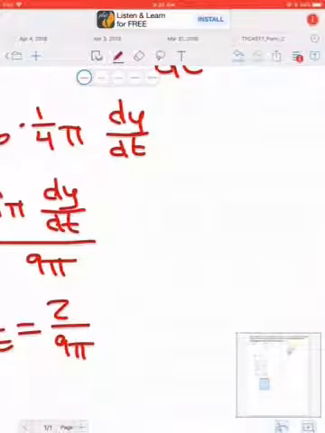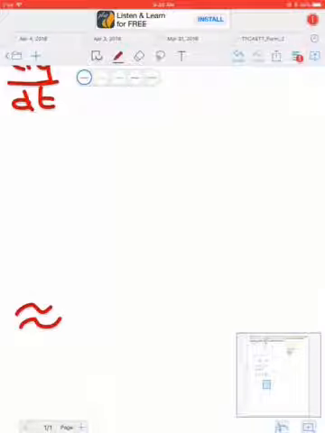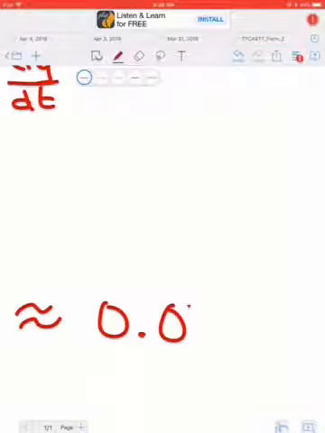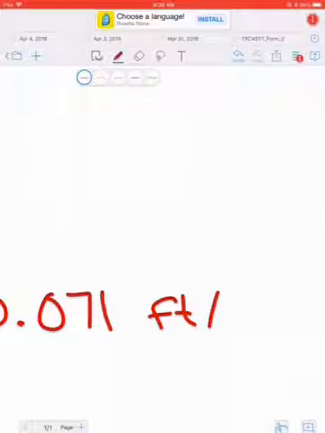You can leave your answer as this, or you can type it in your calculator and get a decimal. It is approximately 0.071, and our units are feet per minute.